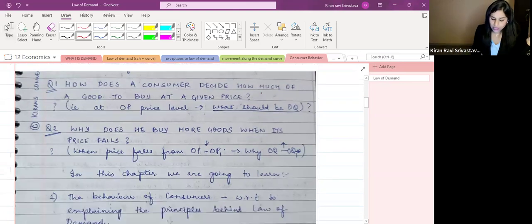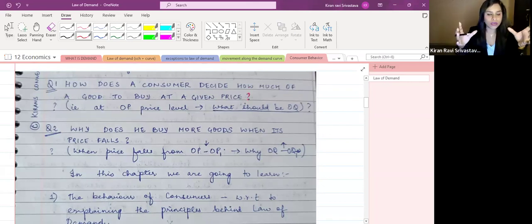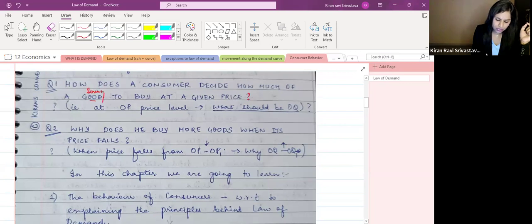The first question: how does a consumer decide how much of a good to buy at a given price? Whether you talk about an individual consumer or the market, when you join all individual consumers it's called market demand. In economics, goods also means services, because economics is always about goods and services. So at OP price level, what should be the OQ?